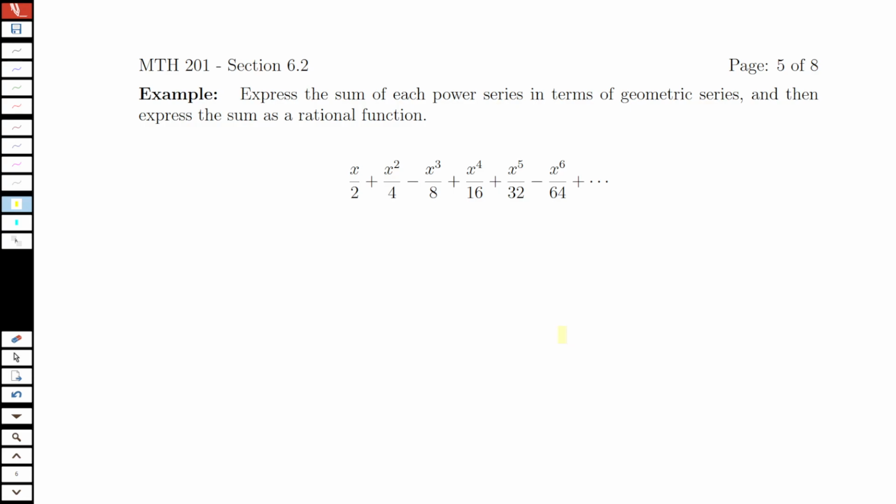If I look at this, the first thing to do is identify the pattern. So I have increasing powers of x, good, increasing powers of 2, good. So I can think of this as x over 2, x squared over 2 squared, x cubed over 2 cubed, x to the 4th over 2 to the 4th, x to the 5th over 2 to the 5th, x to the 6th over 2 to the 6th, and so on.